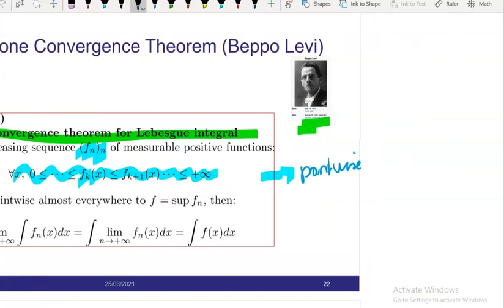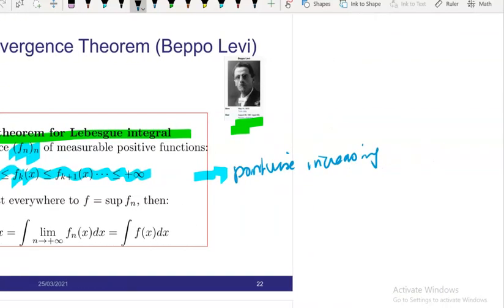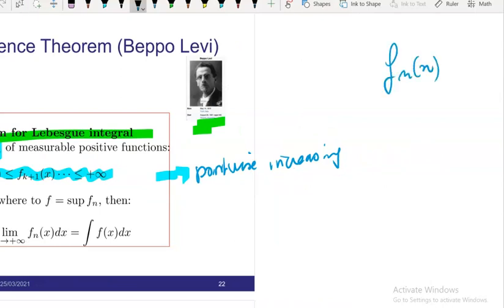Pointwise increasing. What does it mean? We've got this sequence f_n of x, and I want it to be increasing as a sequence. It means that for a fixed value of x in the domain of f, in R, because if we want to restrict it again, we can use an indicator function, for any x in R, I want f_{n+1}(x) to be greater or equal to f_n(x). It doesn't mean that the function f_n as a function of x is increasing. It means that if I look pointwise at my function, the sequence of values is going to be increasing.